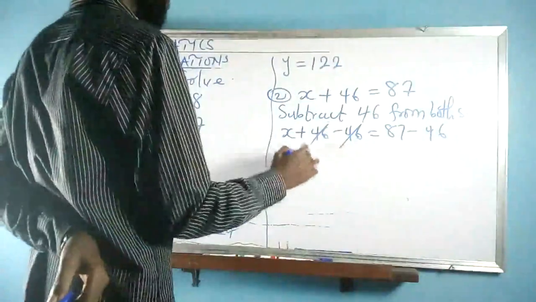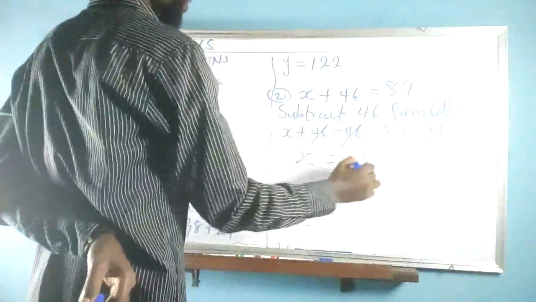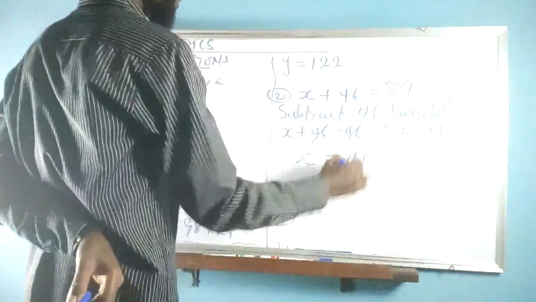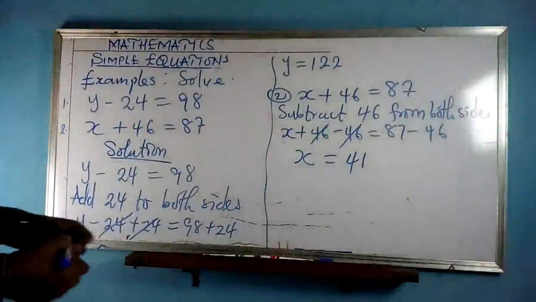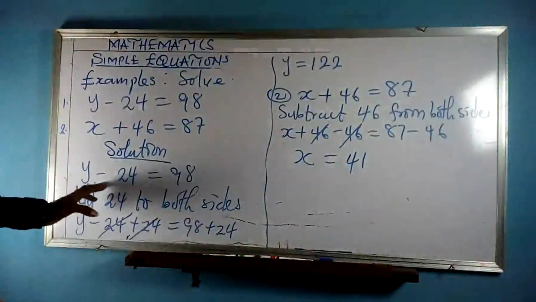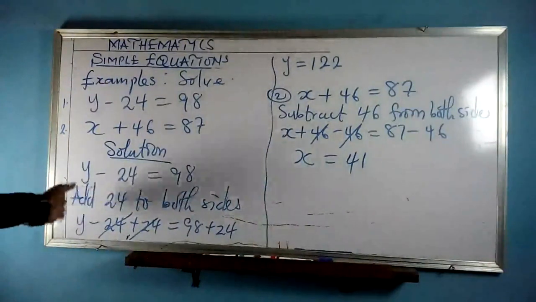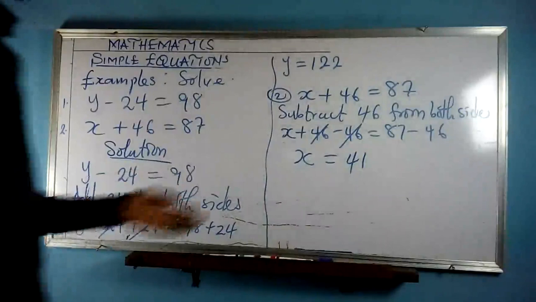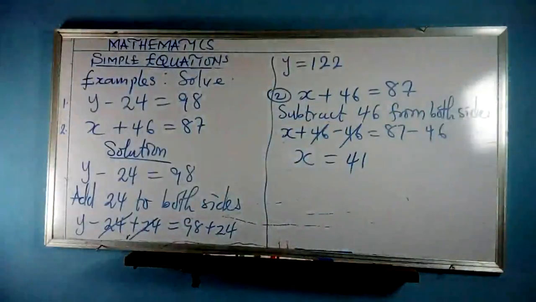So you nullify the 46, that will give you 0. Equals, let's subtract: 7 minus 6, that's 1. 8 minus 4, that is 4. So we have 41. Do you see how simple it is now? Don't forget you have to balance the equation at all times. If you have subtraction, you have to add a number to both sides, and if it is plus, you have to subtract a number from both sides.